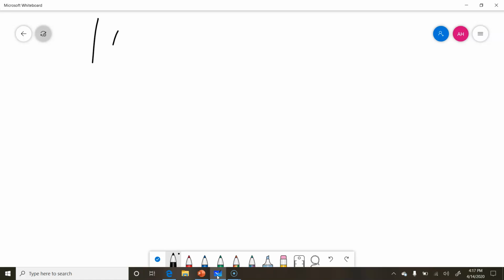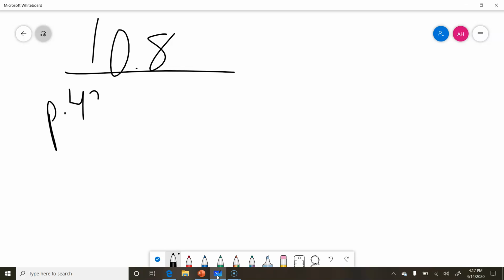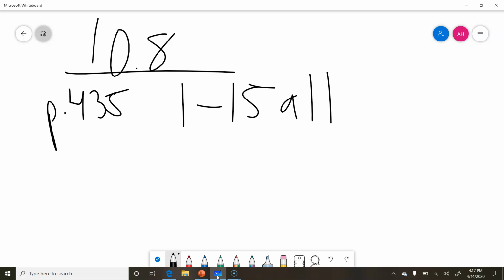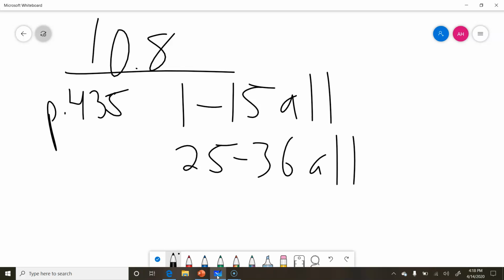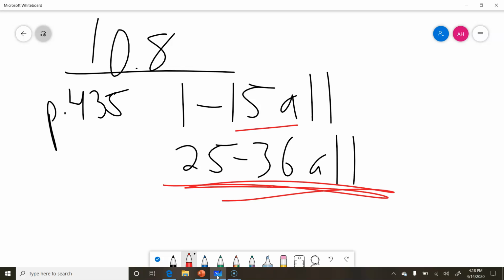So here is 10.8. We are on page 435. This is page 435. And we're going to do 1 through 15 all. And then we're going to do 25 through 36 all. So it's a few more problems, but they're very straightforward. You just have to count and then divide.